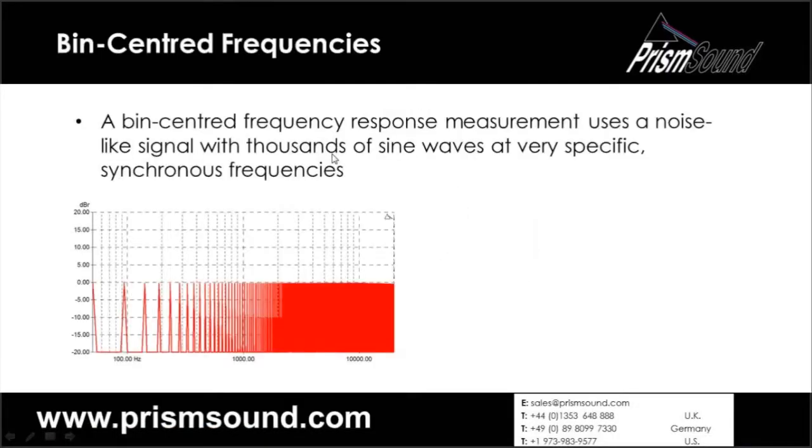Okay, so a bin-centered frequency response. It uses a stimulus signal, which, if you listen to it, sounds quite similar to a noise signal, but it's actually not really random at all. It's a very specific group of thousands of sine waves placed at these bin-centered frequencies. And if you looked at it on an FFT plot with a high number of FFT points, you'd get something similar to this diagram here, where you can see all the individual sine waves themselves.